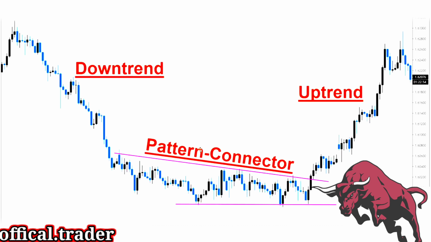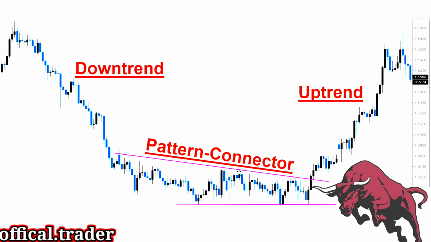And those sideways phases, those are usually what we should focus on. Those are the patterns. And the patterns connect different trending phases. Like here, it connects the downtrend to the uptrend. There's the pattern. And once we know how to read and trade the patterns, we can get into new trends very early. This is the premise of one of my strategies.